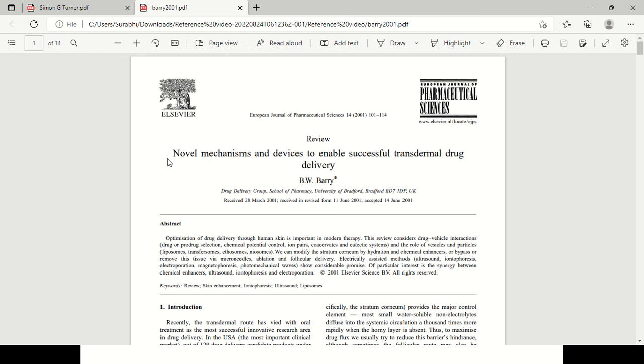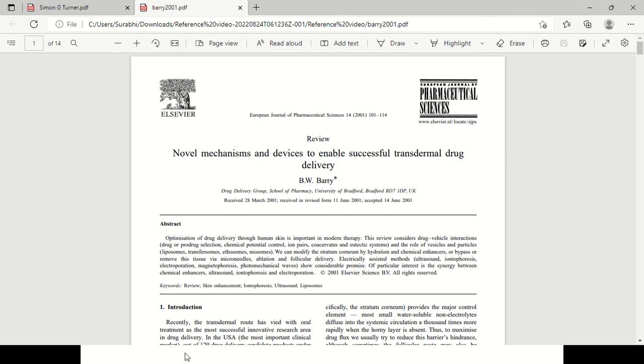Now you can see here, this is the name or title of the article, that is Novel mechanisms and devices to enable successful transdermal drug delivery. It is published in the European Journal of Pharmaceutical Sciences. Its year of publication is 2001. Its volume is 14 and its page number is 101 to 114. The author is B.W. Berry. Now here you have only a single author, right?